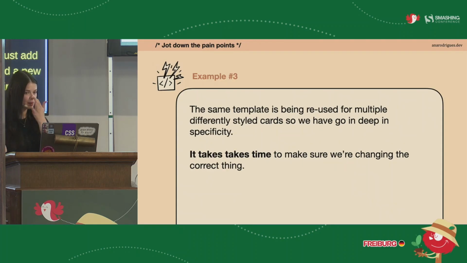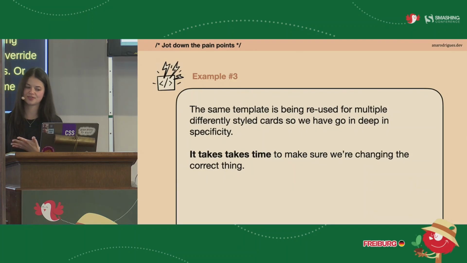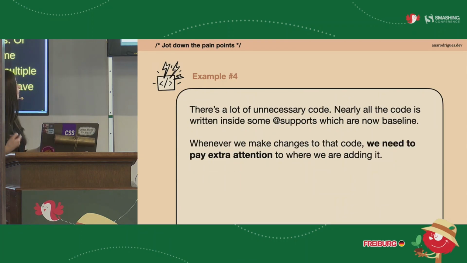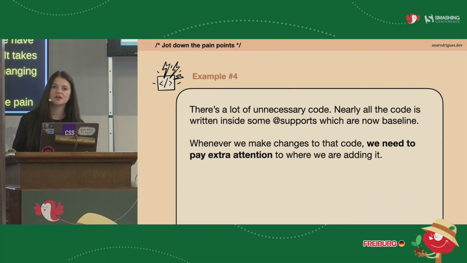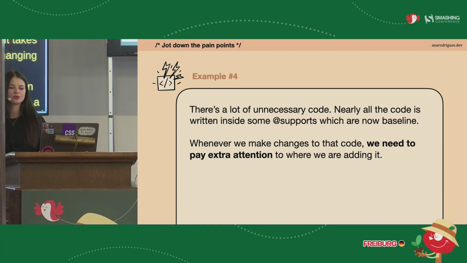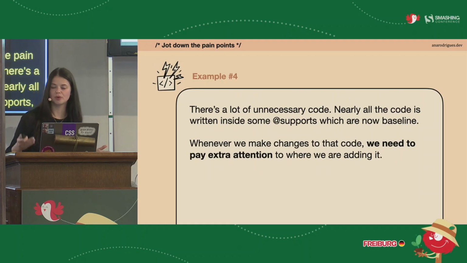Or another example is the same template is being reused for multiple differently styled cards, and we have to go in deep in specificity. It takes time to make sure we're changing the correct thing. And like expressing the pain point that I showed before, there's a lot of unnecessary code. Nearly all the code is written inside some supports, which are now baseline. Whenever we make changes to that code, we need to pay extra attention to make sure we're changing it in the right place.